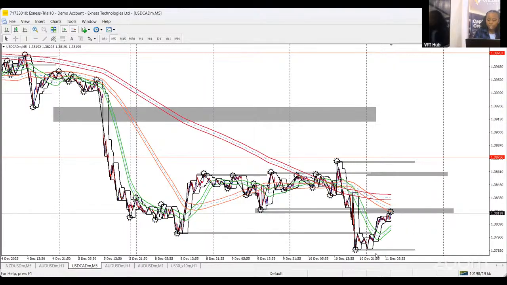Okay, now these are the 4 points of interest marked out for M5 right now: 1, 2, 3, and 4. Exactly. Just scalp here and there. Don't be expecting long movements.